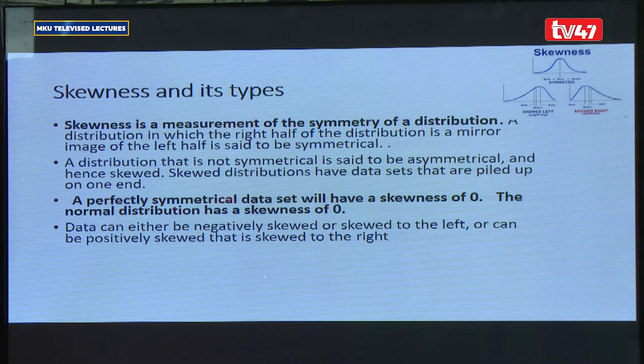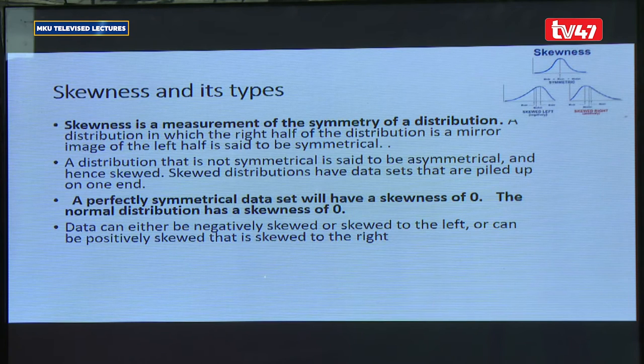A perfect symmetrical data set has a skewness of zero, and this is what I'm talking about. This half here and the half here are all equal, so the skewness is zero. And this is the skewness for the normal distribution.